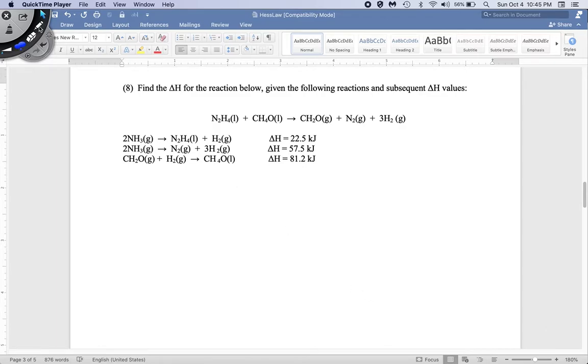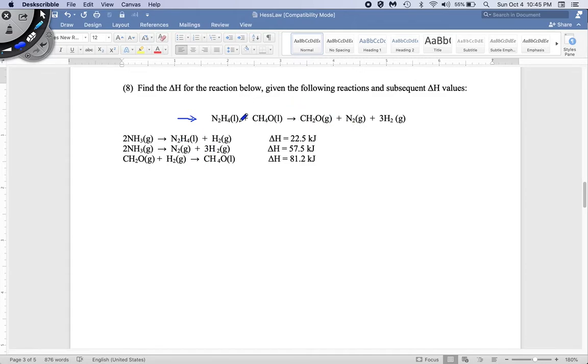So here we have a reaction up here, and they want to know, what is my enthalpy for this reaction up here? N2H4, which is hydrazine, plus CH4O, goes, I think this is formaldehyde, nitrogen, and hydrogen gas. Then they give you a set of reactions underneath here and some enthalpies. And what you're supposed to do is to combine these reactions to give you the top one.